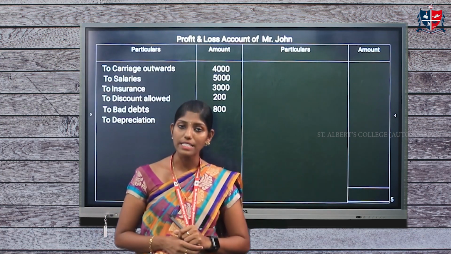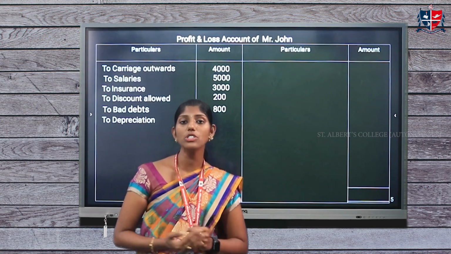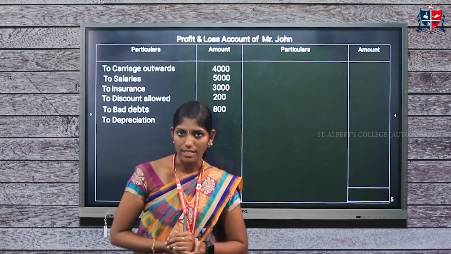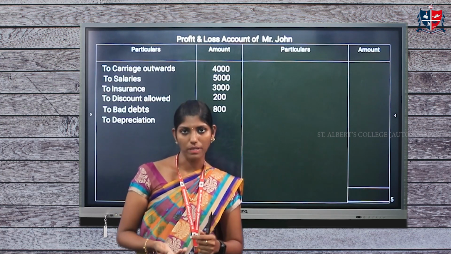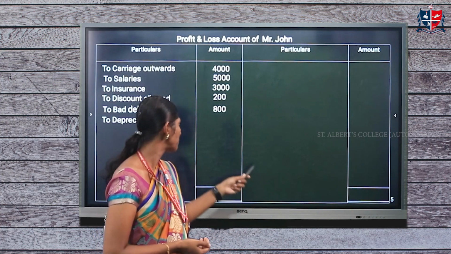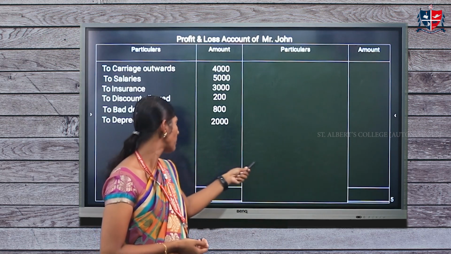Next item is depreciation. Depreciation is the wear and tear happened to a fixed asset due to the passage of time or due to obsolescence. That is an indirect expense that should be shown in the debit side of profit and loss account. It amounts to 2,000 rupees.